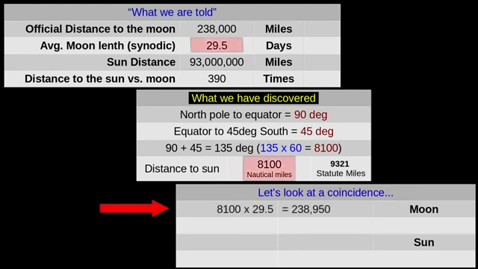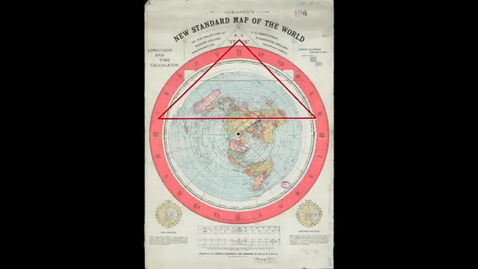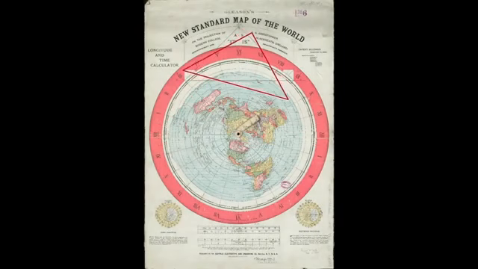The 8,100 miles, if you multiply that by the average moon length, comes out to 238,000 miles. If you take the 238,950 and multiply that by the 390 times distance, you also come up with 93 million miles. Interesting. Coincidence? I think not! Getting back to the triangle, here's one extra little tidbit.